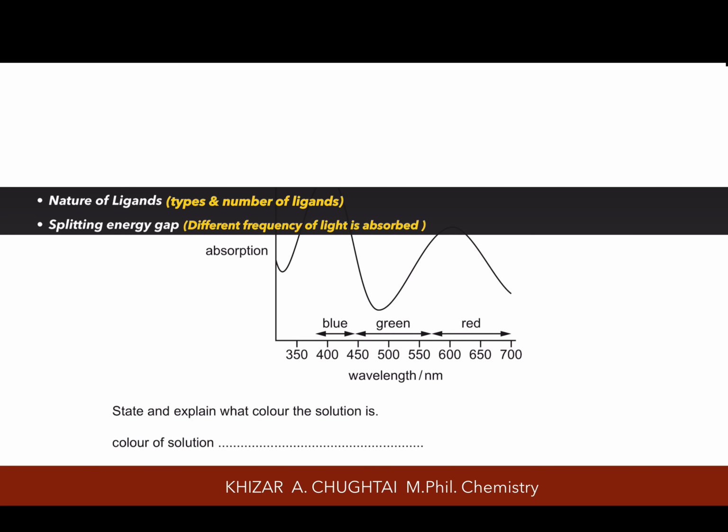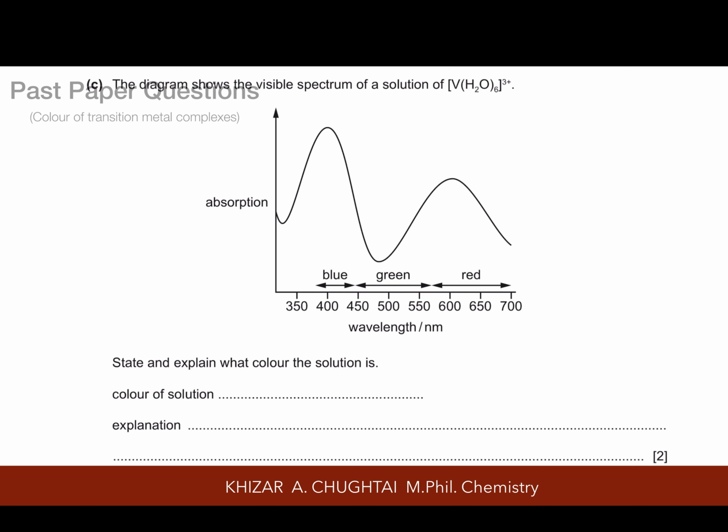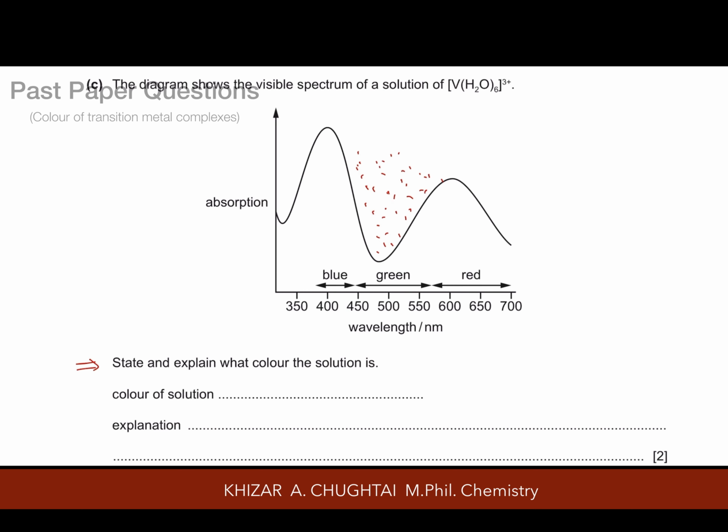The next one is part C. The diagram shows the visible spectrum of the solution, that is hexaaqua vanadium(III) complex, and state and explain the color of the solution. Basically, as you see, in this case the most unabsorbed portion is the greenish portion. This portion is not being absorbed, almost, you can say that is green in color. The color of the solution most probably will be green.